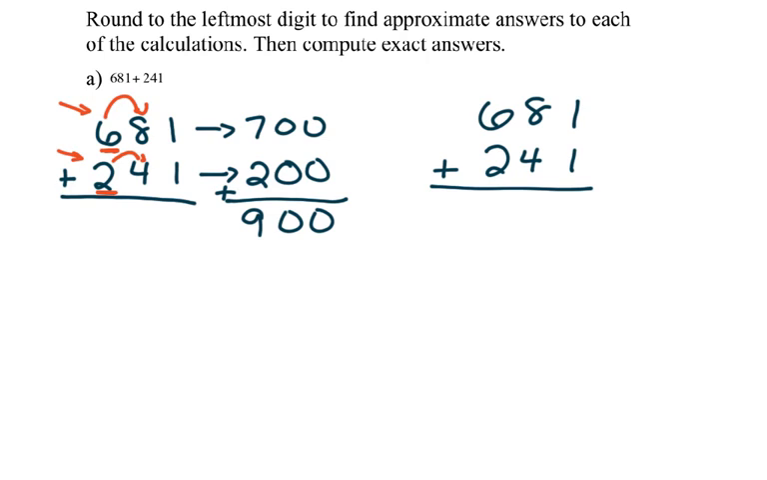Starting on the right, 1 plus 1 is 2. And then in the tens, 8 plus 4 gives us 12. We're going to put a 2 there and regroup the 1 to the hundreds column. 1 plus 6 is 7, and 7 plus 2 is 9, and so the exact answer is 922.